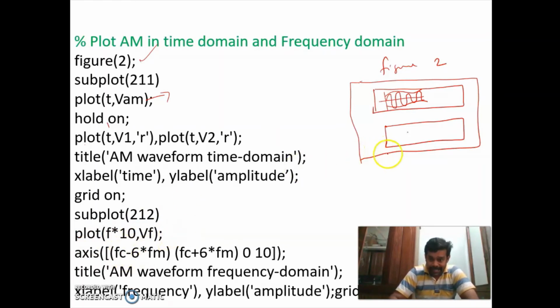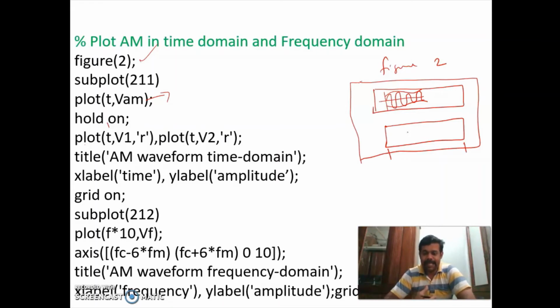Okay. Now for the spectrum, the x-axis value you are providing. For that, we are using the command axis. You are using the command axis inside the bracket, and again inside the square bracket, FC minus 6 into FM, FC plus 6 into FM, 0 comma 10. This is the x-axis value of your spectrum. Then you are giving the title AM waveform in frequency domain. So drawing in the frequency domain is nothing but called spectrum. Okay. X label is frequency, Y label is amplitude, and grid on.